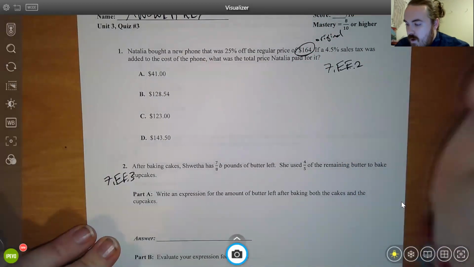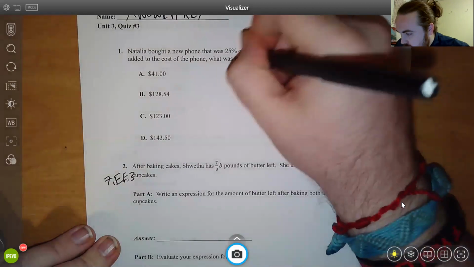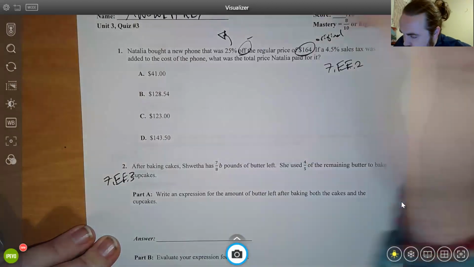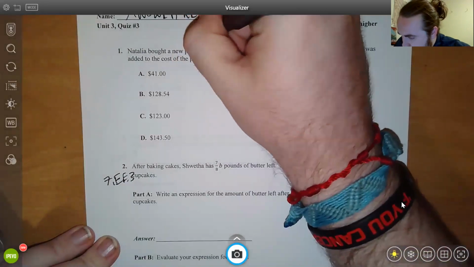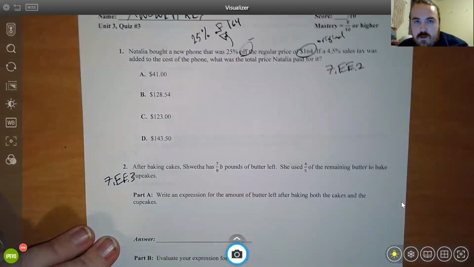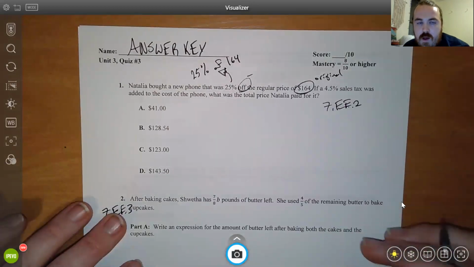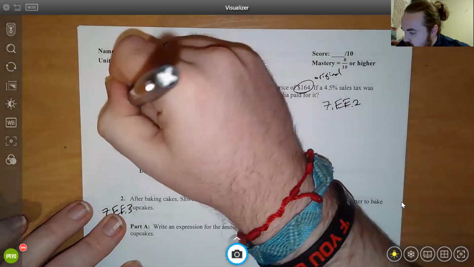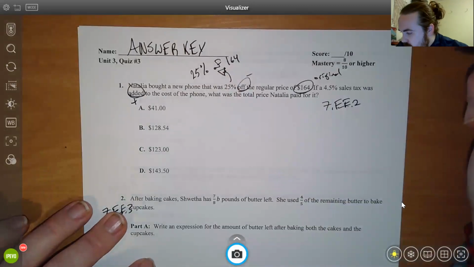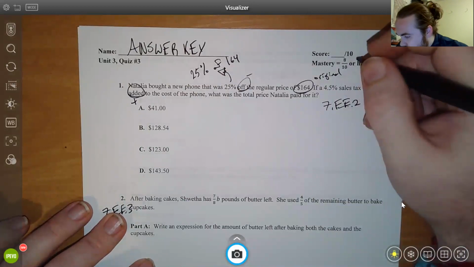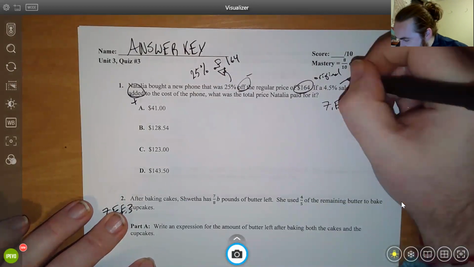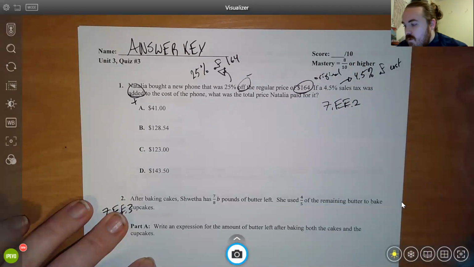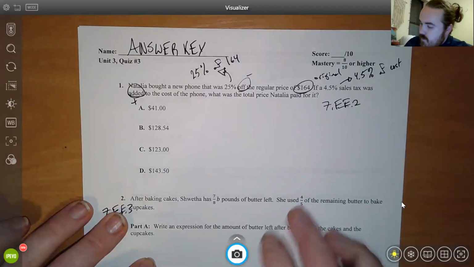Now, any keywords? Off, because we're subtracting 25% of 164. Always try to identify what it's a percent of. Now, sales tax. When we do a sales tax, it's added, and again, it's 4.5% of what? 4.5% of the cost. You don't know what the cost is yet.